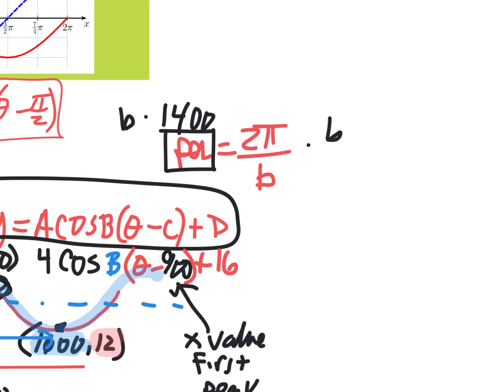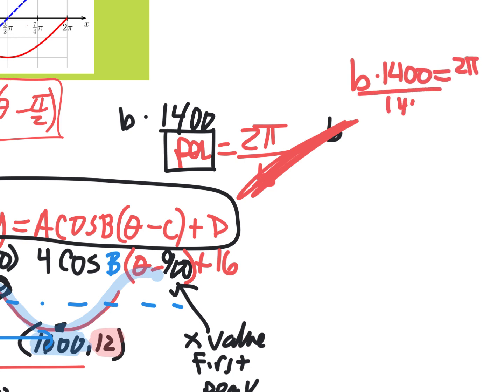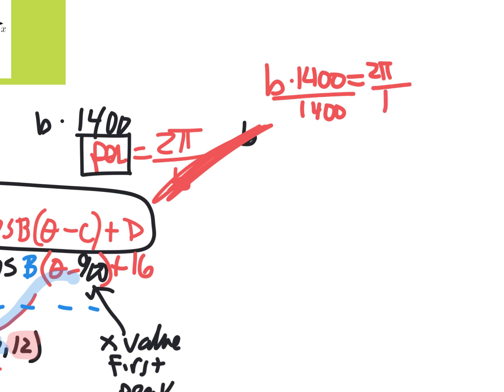I'm glad you asked. All right, so now I have 1400 for that, twice the distance from the low to the high, or the high to the low, either way it would work. And now I am solving. So now my b's cancel, and now I have b times 1400 equals 2 pi. To solve, I divide by 1400, and my b is now 2 pi over 1400. Could I reduce that? Yes, and I don't want to muddy the waters.